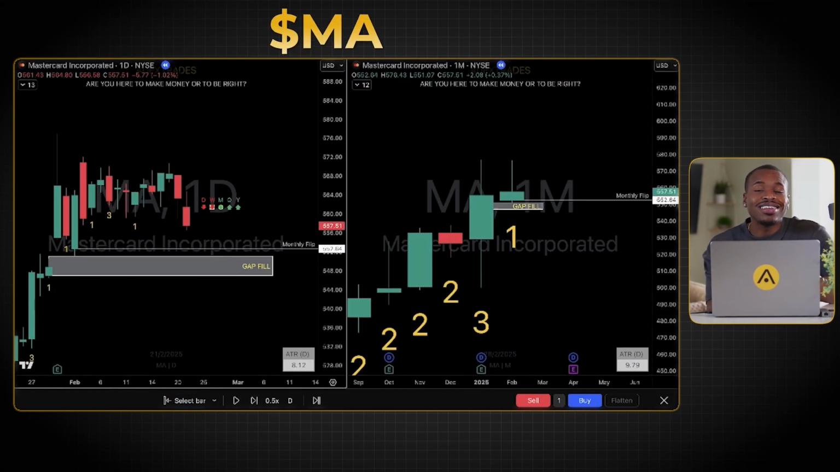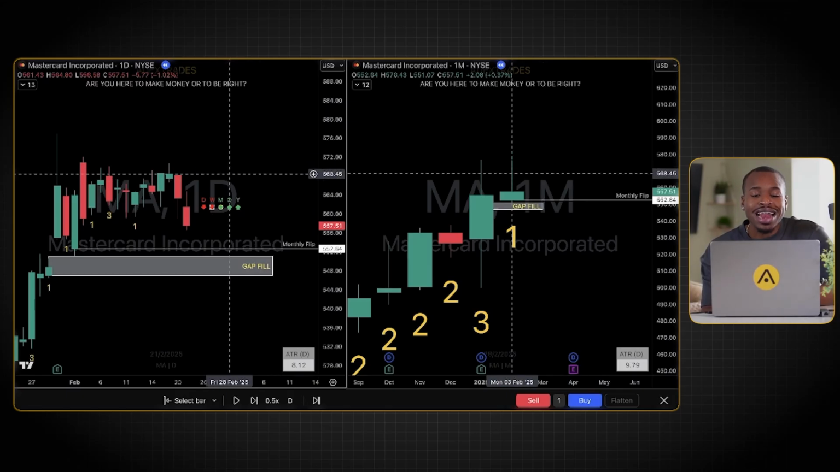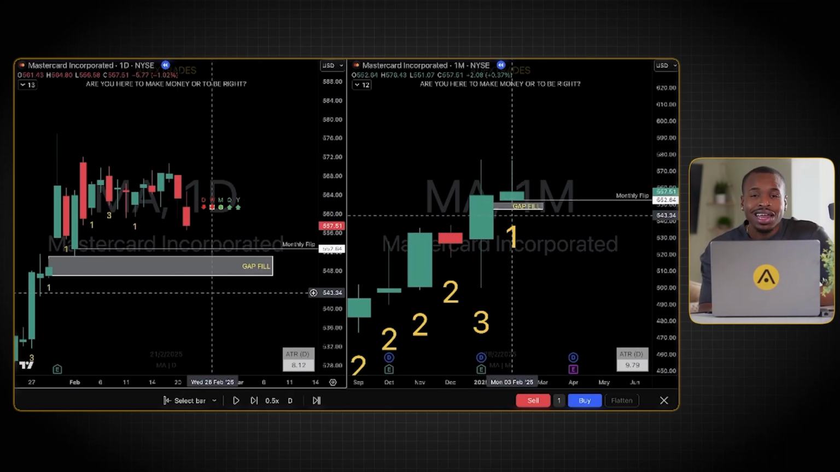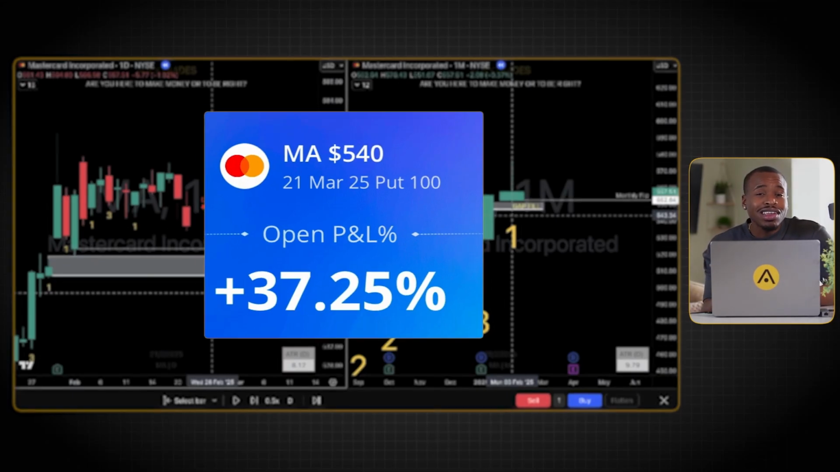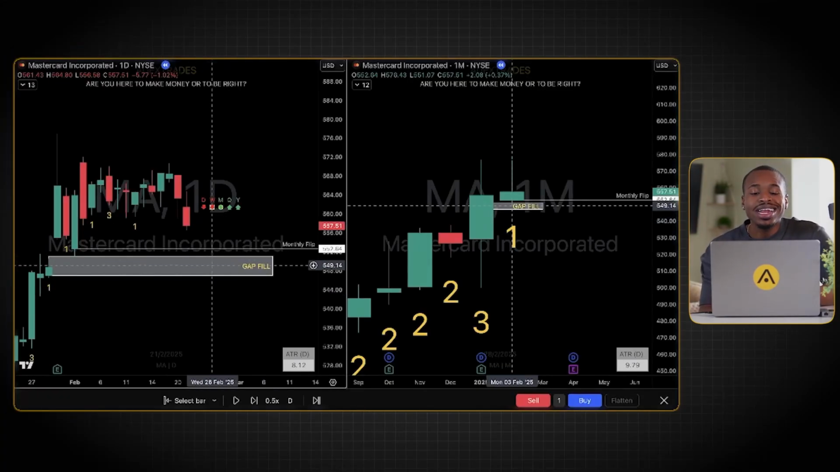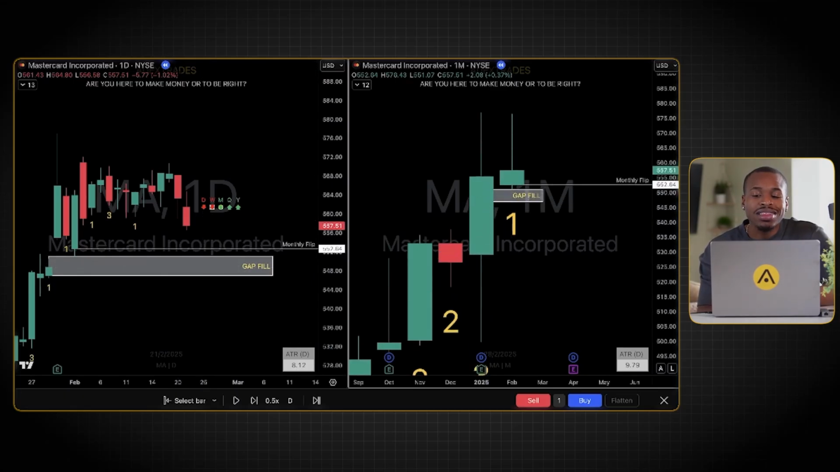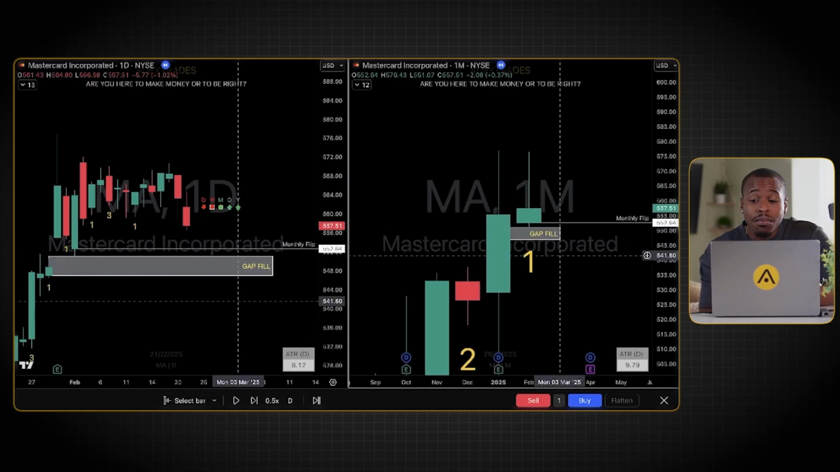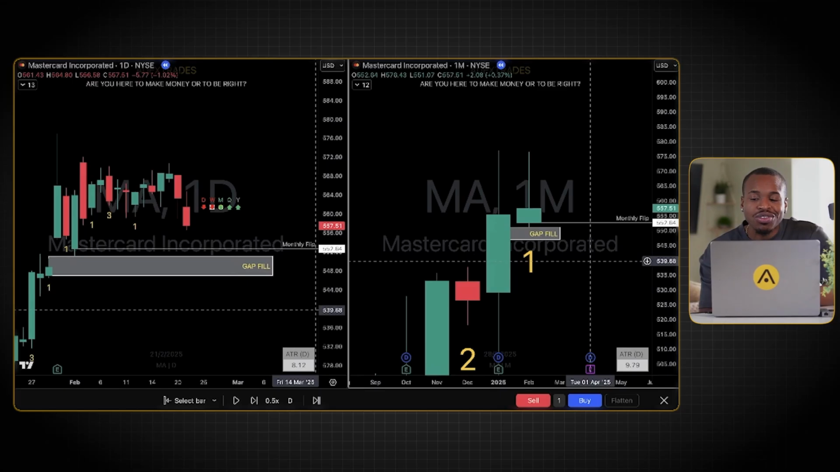Another example is this MasterCard trade that I took. I took a put position in MasterCard and I was aiming for this gap fill. It ended up being a good trade because I was able to secure about 37% on the initial trim, but I was targeting the gap fill to the downside. But pay attention to the monthly flip or the open of the month, which was at 552.64.